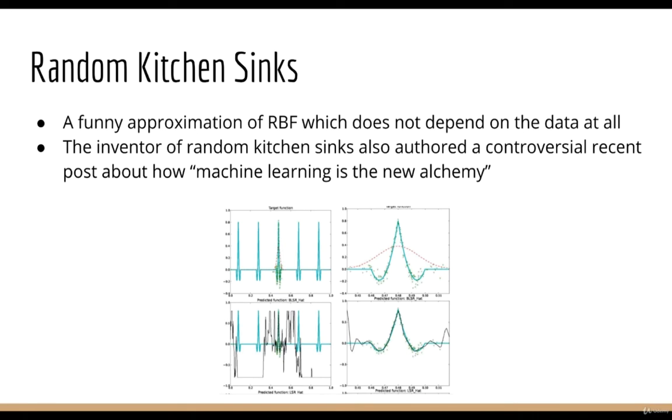Next, we are going to look at a funny approximation of the radial basis function, which helps it work a lot faster. What's very interesting about this method, called random kitchen sinks, is that to find the parameters of this model, you don't actually make use of the training data. The author of Random Kitchen Sinks wrote a popular blog post about how machine learning is the new alchemy, and made a reference to this method in that blog post, which caused a little bit of controversy in the machine learning community.